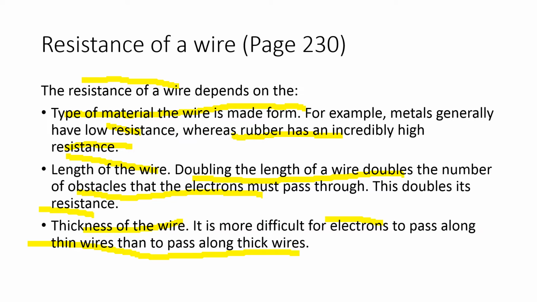If a thin wire means the electrons have to be squeezed in that particular circuit itself, there will be more collision between the electrons, there will be more bumping between the electrons, which means it's harder for the electrons to pass through the circuit. Moving on to the next slide.